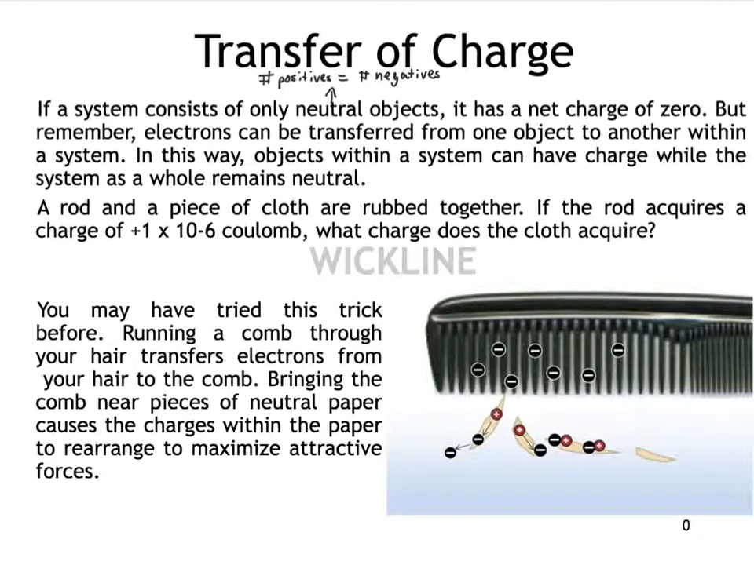Now, assuming that they were both neutral, and the rod acquires this many coulombs of positive charge, then that means that the cloth must have gained electrons from the rod. I know that the cloth gained electrons because the rod is positive, and the only way to become positive is if you lose negative charges. So that means that the cloth must have gained an equal amount of negative charges. Therefore, my answer is -1 × 10⁻⁶ coulombs.